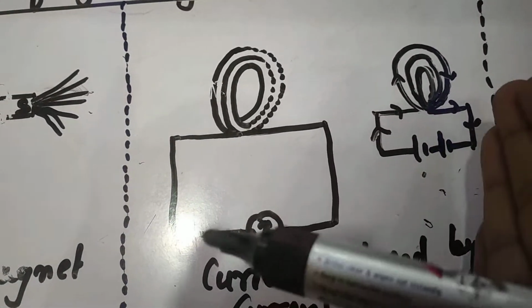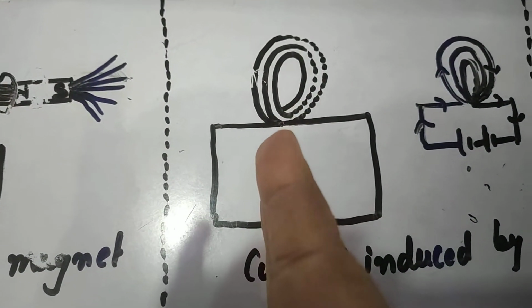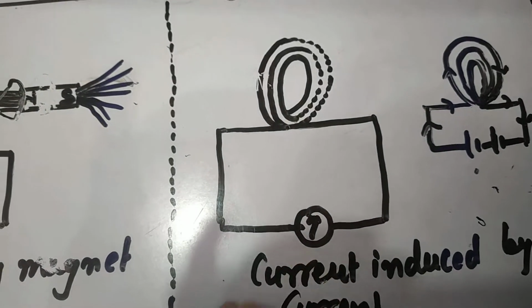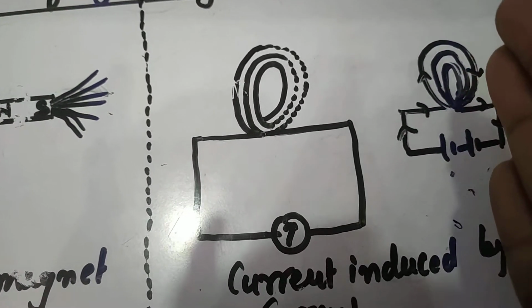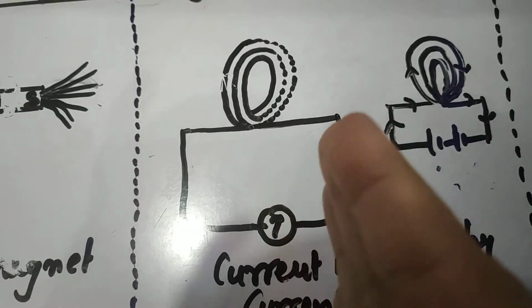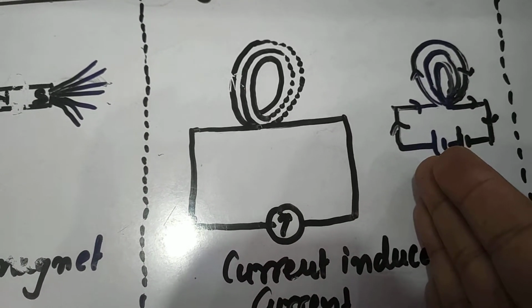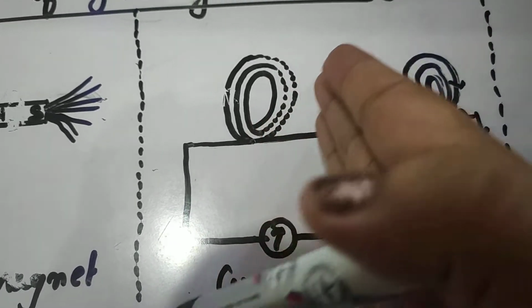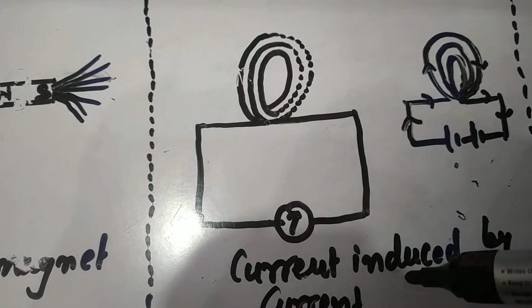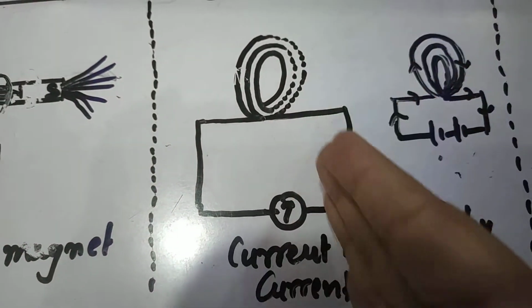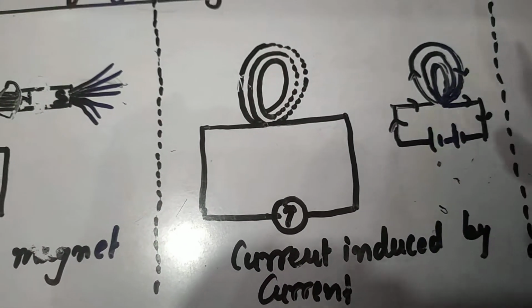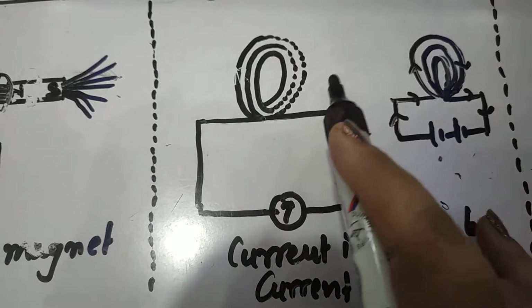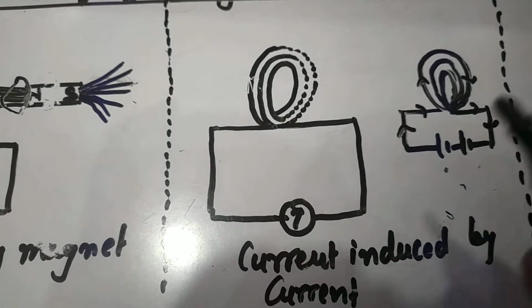So when we bring this setup near to this coil, the deflection is observed. When we take this setup away from the coil, current is again induced. But if we keep it along with this coil at some fixed position, no current is observed. So this experiment also shows that whenever the magnetic flux linked with the coil changes, current will be induced.